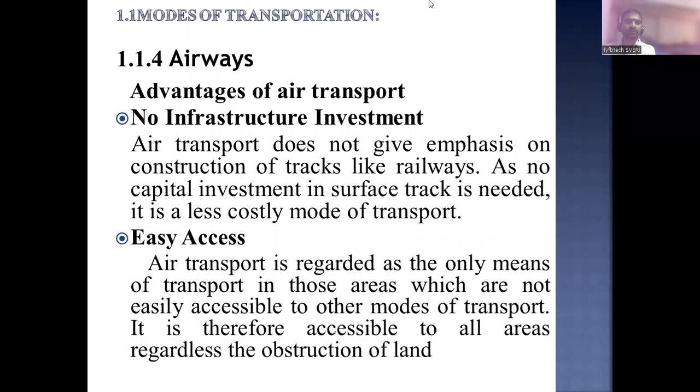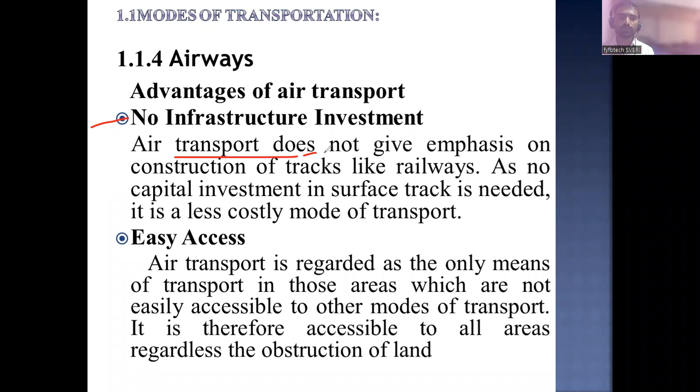Next, no infrastructure investment. Yes. So when you compare only at the terminal point, you have to construct the airport. But when you compare the roadways and railways, you have to construct a railway track along your transportation, and for roadways you have to construct the roads. But such infrastructure is not required for the airways. Correct? Only airports are needed.